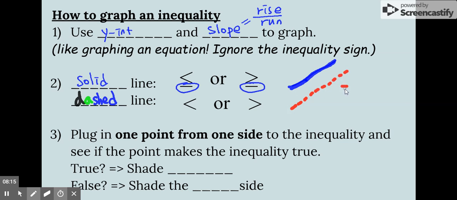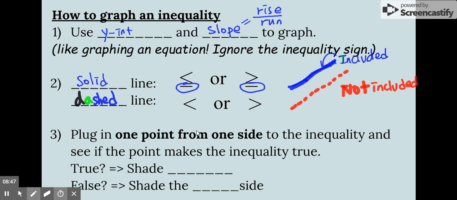Like the points on the line are included if the line is solid. So all the points on the line are included as a solution of the inequality, but if it's a dashed line, they're not included.